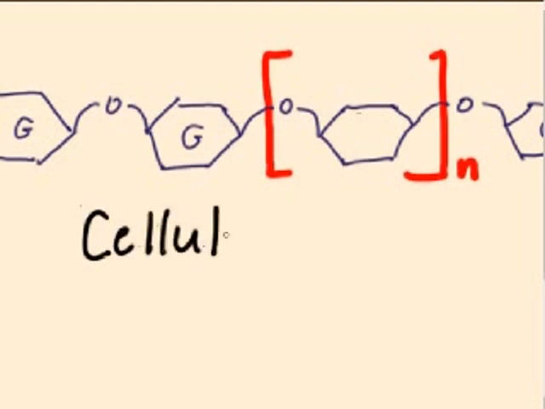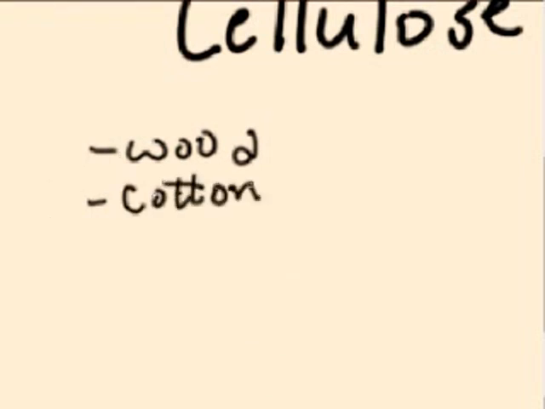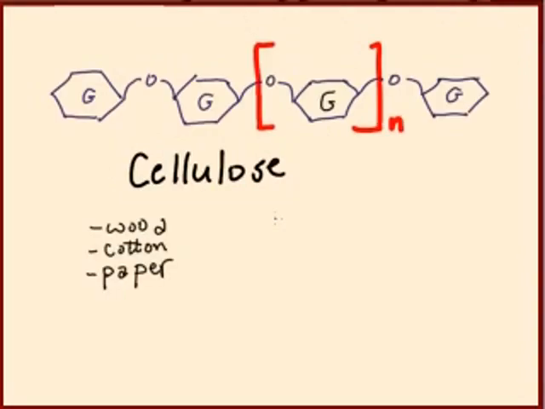Now, cellulose is a polymer of glucose that we cannot digest. We cannot digest it because we can't break these bonds that go up. So you may think that's not useful for us. But cellulose is found in things like wood, which we can't eat, cotton, paper, and as you can surmise, these are all things that we can't eat.